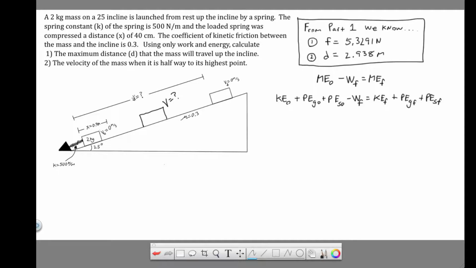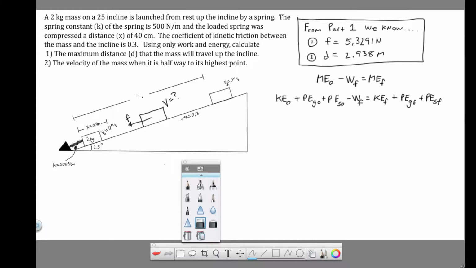So our d was the full distance all the way up the incline. We found that in part 1 to be 2.938 meters. And then the other thing we found was the force of friction. As the block slides up the incline, friction is acting on the block, and that's a non-conservative force, meaning that it's gonna make the initial mechanical energy and the final mechanical energy not equal to each other because friction steals energy. So let's replace our d value in the problem here.